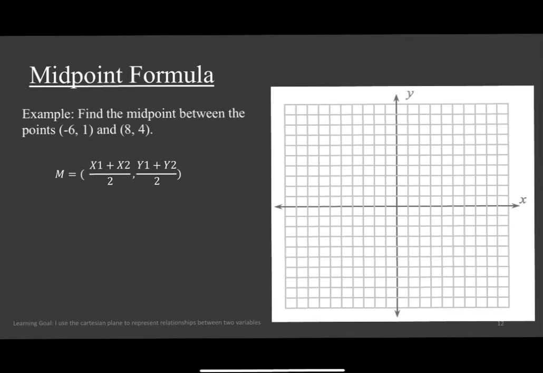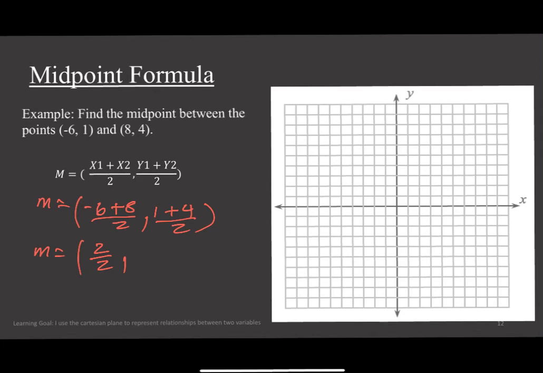And once again, I recommend you try this before you watch this section of the video. But here we're going to have x1 plus x2, so negative 6 plus 8 divided by 2. And y1 plus y2 is 1 plus 4 divided by 2. And we're going to go ahead and simplify this out. Negative 6 plus 8 is going to be 2 divided by 2.